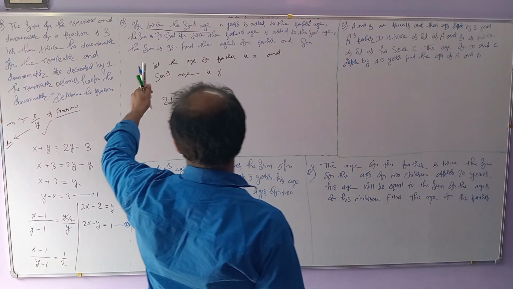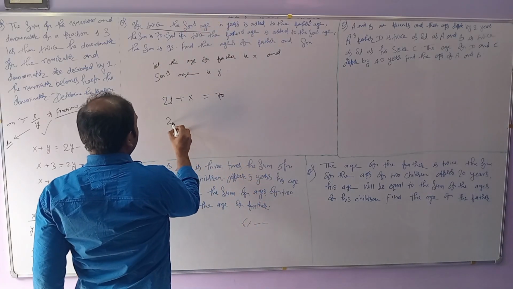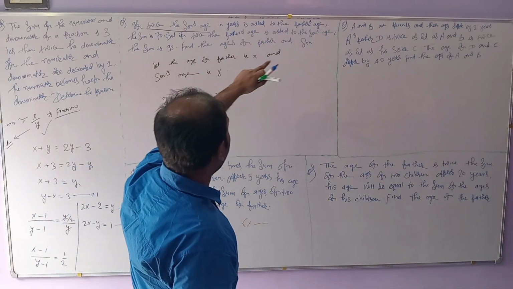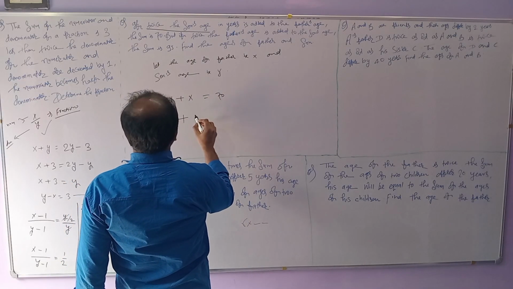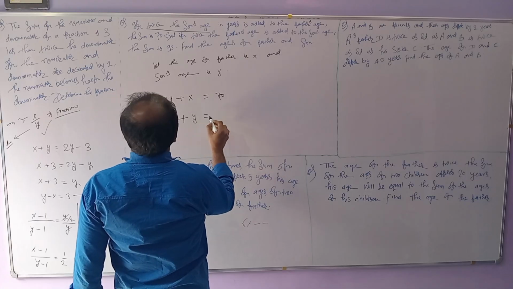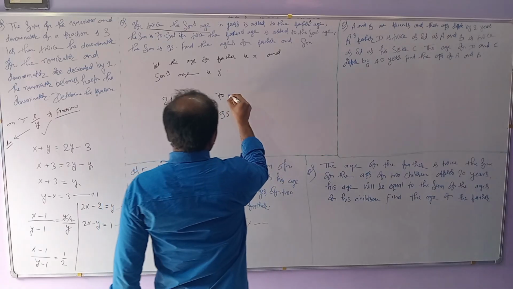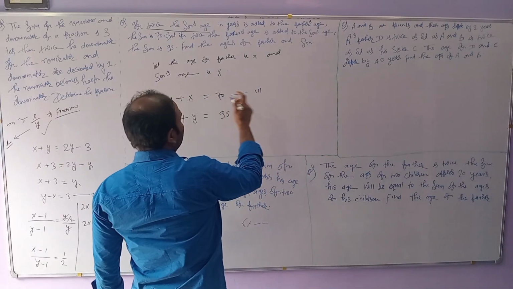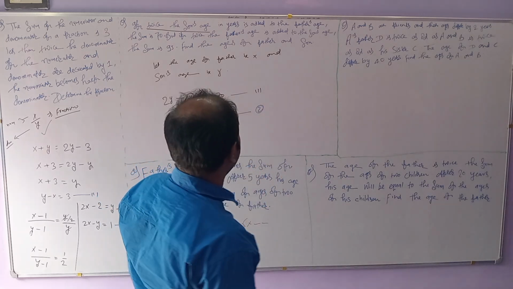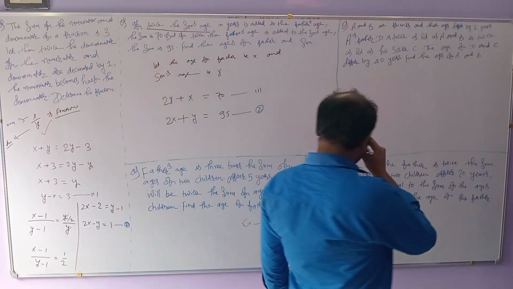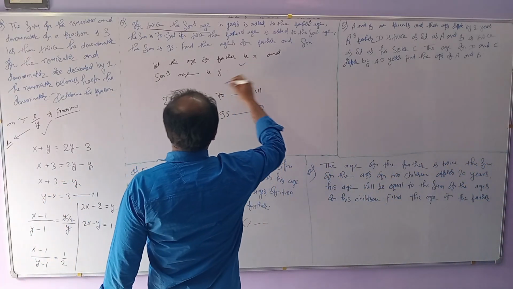In the other condition, if twice the father's age is added to the son's age, that is y, that becomes 95. And we get two equations. The first one is 2y plus x is equal to 70, and the second one is 2x plus y is equal to 95. When we solve both equations, we get the values of x and y, which are the father's age and the son's age.